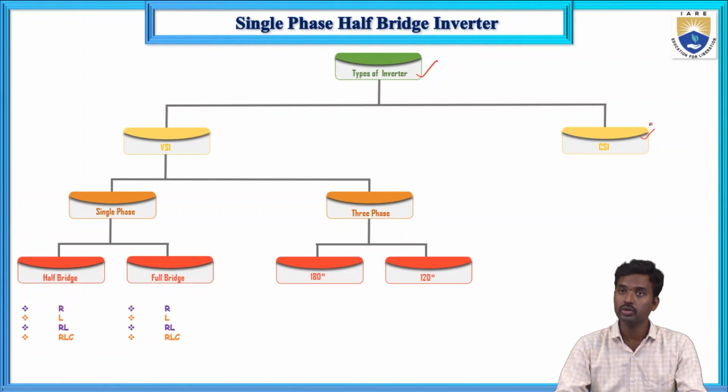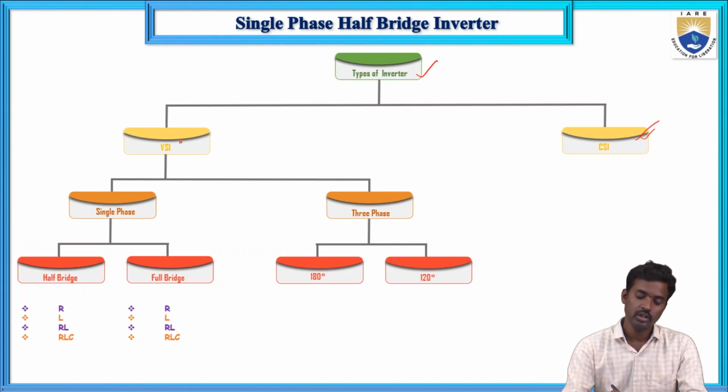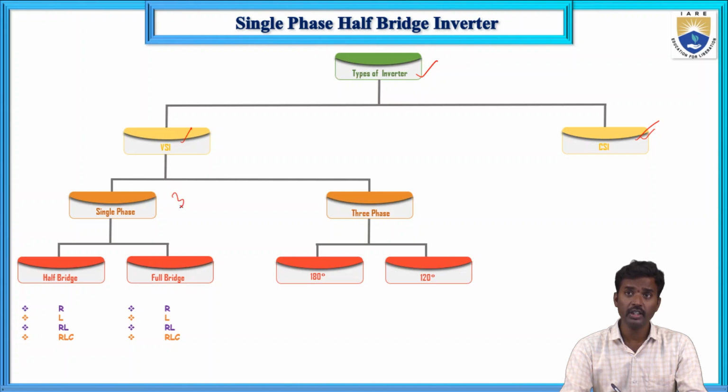And what about the current source inverter? Current source inverter means the output current is constant irrespective of load. That I will explain later. First, the voltage source inverter again has two types, single phase and three phase. If you get the single phase output, that is a single phase inverter, and if you get the three phase output at the output side terminals, that is a three phase inverter.